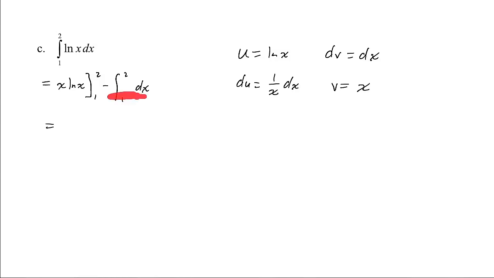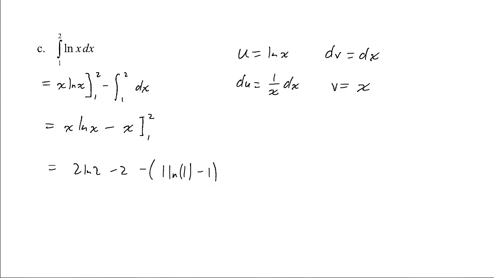Then I can evaluate this part right here. So x ln of x minus just x from 1 to 2. So throw in my 2. So 2 ln of 2 minus 2 minus, throw in my 1, 1 ln of 1 minus 1. And then we can simplify this if we wanted to.